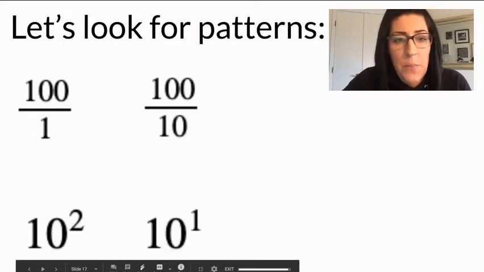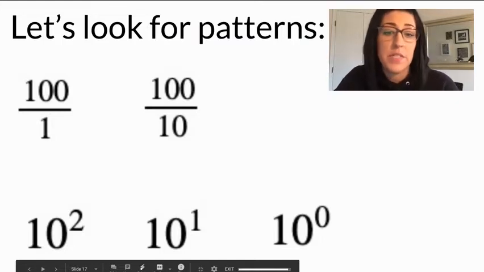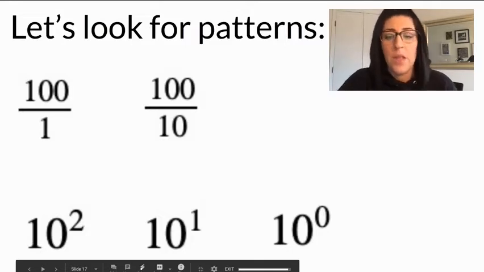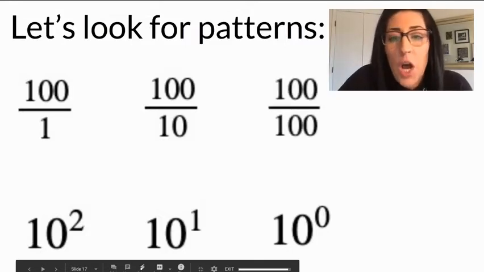to the first. In the next one, we have 10 to the power of 0, which in our previous videos, we discovered anything to the power of 0 is going to be equal to 1. So that must mean that 100 over 100 has to be true for this statement.